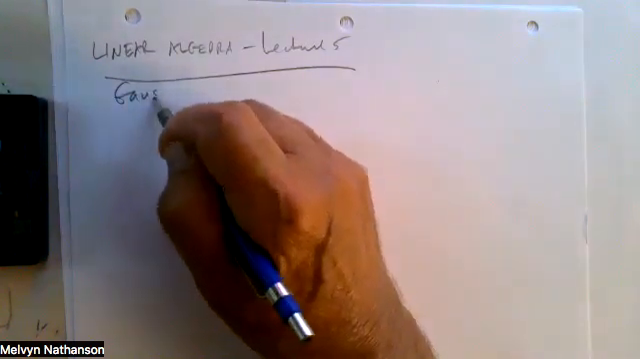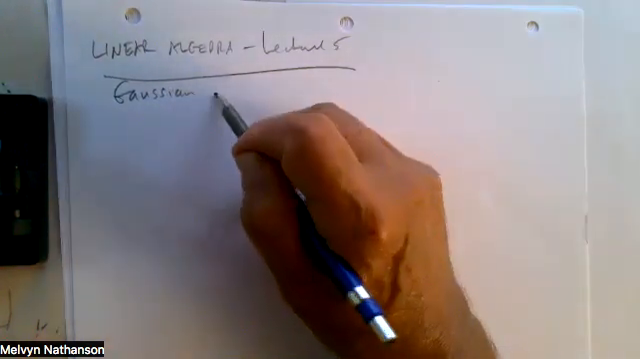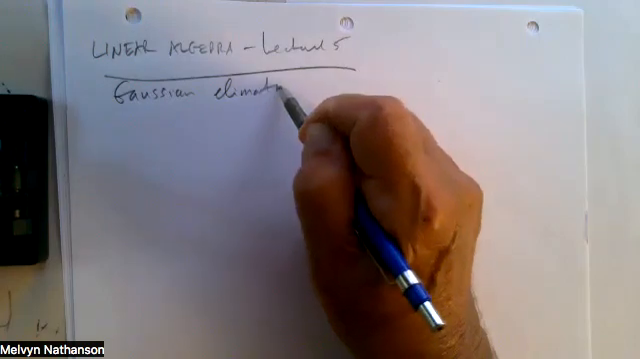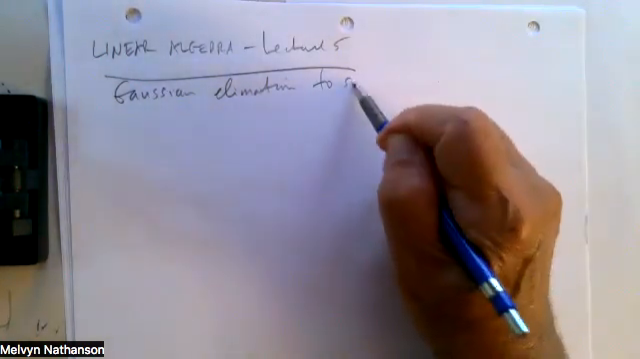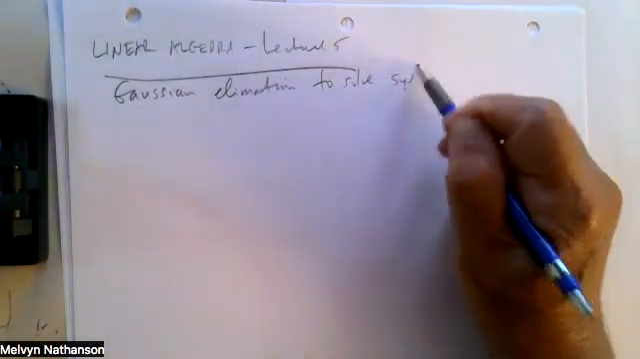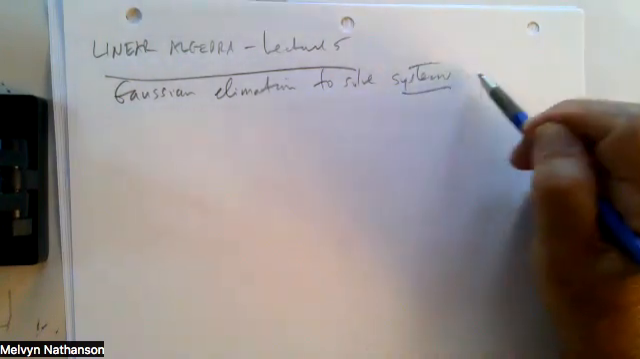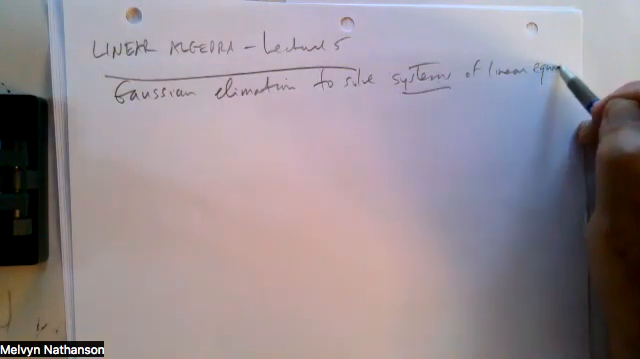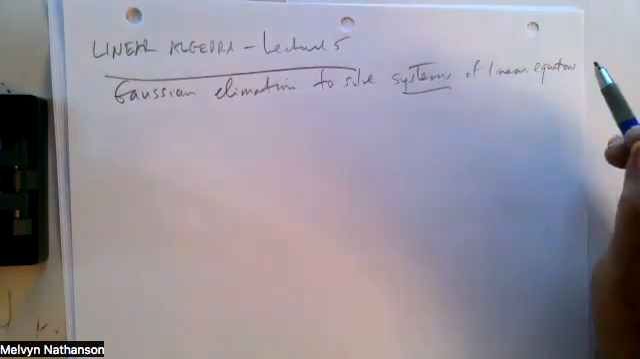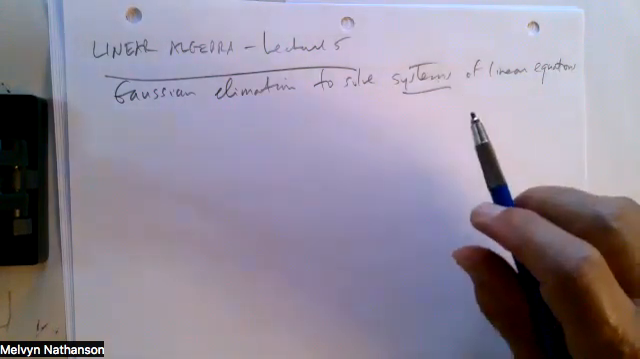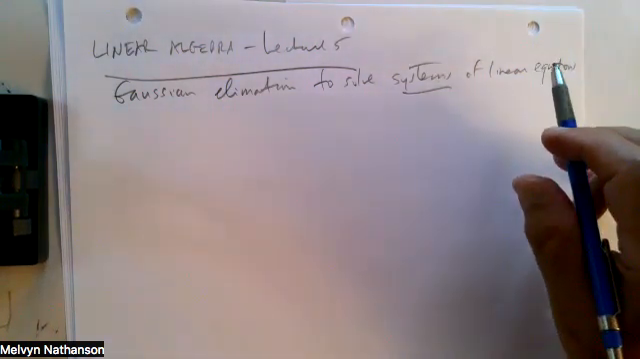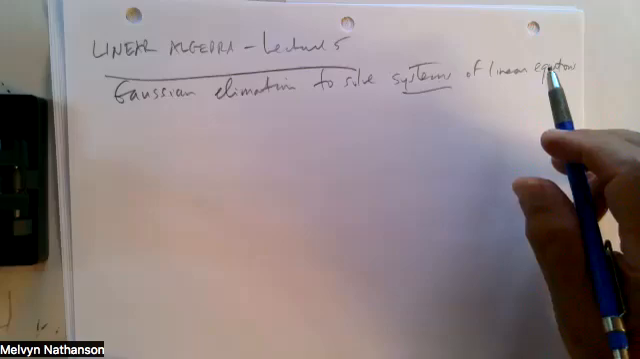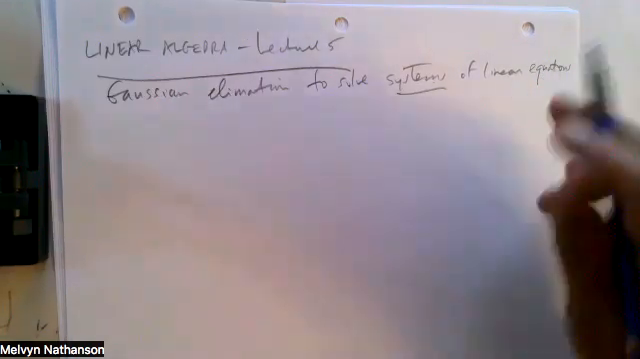And we've been studying Gaussian elimination as a method to solve systems of linear equations. And systems of equations is plural. It means we always have at least two equations. Otherwise, if there's just one equation, it's pretty straightforward.